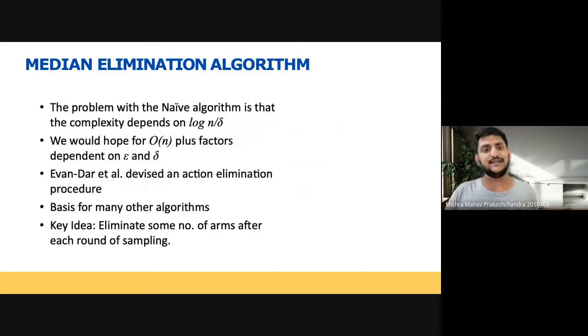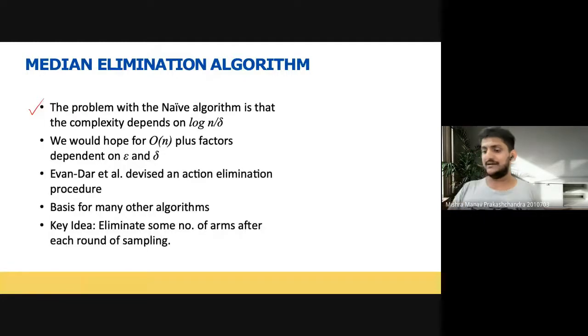And to improve on that, we introduced something known as the median elimination algorithm. So you see, the problem with the naive algorithm is that the complexity has the log n by delta dependency. So we would hope for some complexity which is O of n plus some factors dependent on epsilon and delta, rather than having a log n dependency. We would want our sample efficiency to have some O of n dependency plus some factors of epsilon and delta, but not in the sample complexity itself.